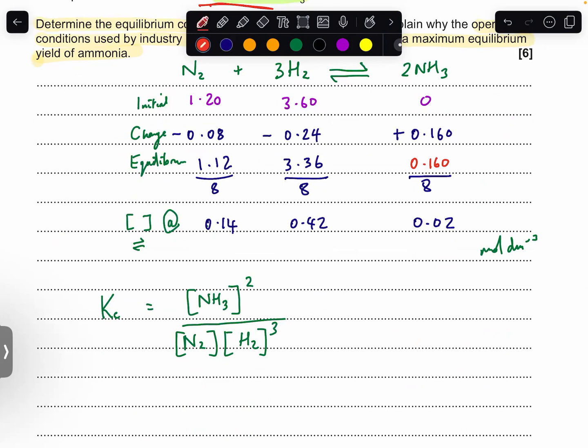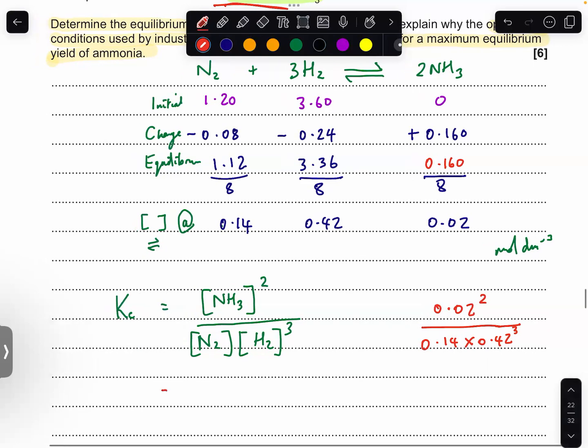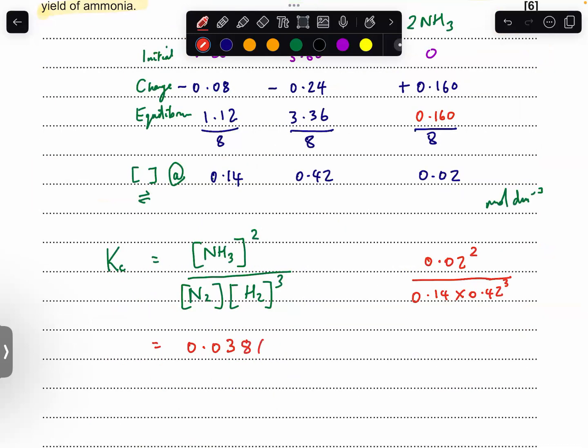So that gives us 0.02 squared divided by 0.14 multiplied by 0.42 cubed. That's better. That gives us a Kc of 0.03. How many sig figs? It doesn't say. We'll do 3 sig figs, 386.